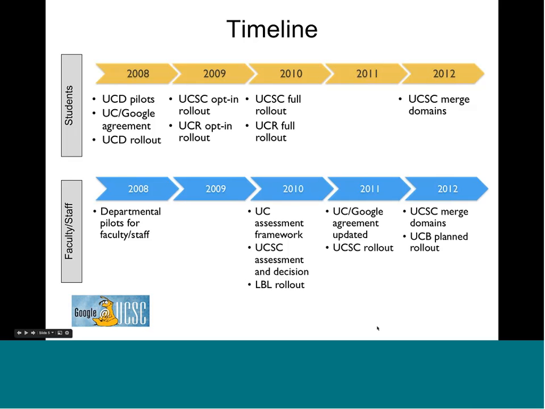UC Santa Cruz and UC Riverside both launched opt-in rollouts the next fall, and then early in 2010, Santa Cruz moved all of our students to Google. We called it slug mail, and Riverside followed suit in the fall. As well, early in 2010, a group of the UC security and policy officers worked together on an assessment framework for email services in conjunction with the campus councils and the CIOs. UC Santa Cruz took and evolved that framework and applied it in the middle of 2010, looking at multiple providers for email, calendar, and collaboration services.